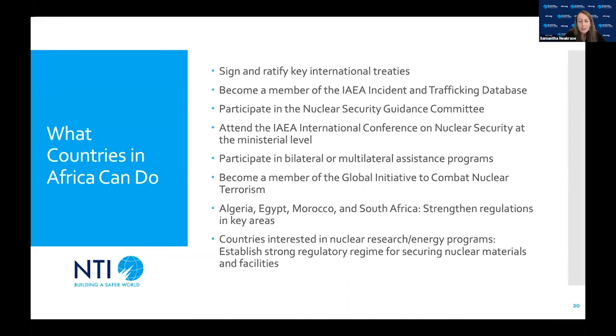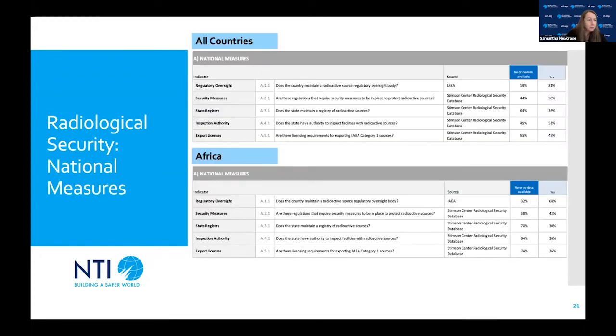And then any countries that are interested in building nuclear research or energy programs in the future, and I did mention a few African countries that do have interest, putting in place a strong regulatory regime that includes an oversight body, but also laws and regulations, and an ability to train and sustain a workforce is really important before building those facilities.